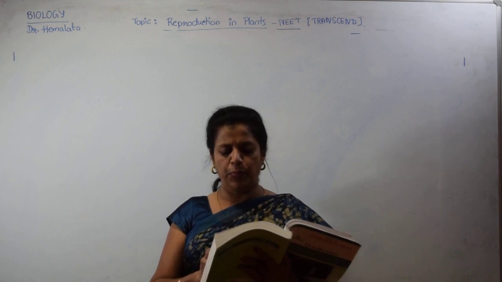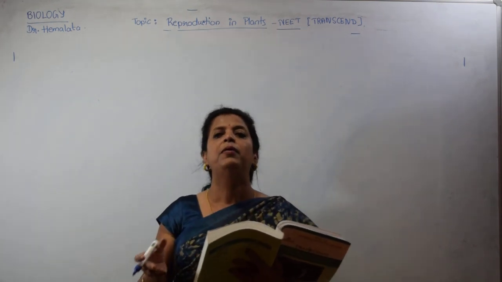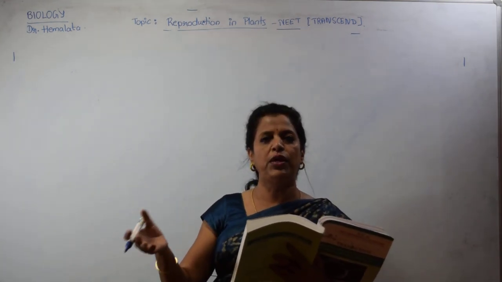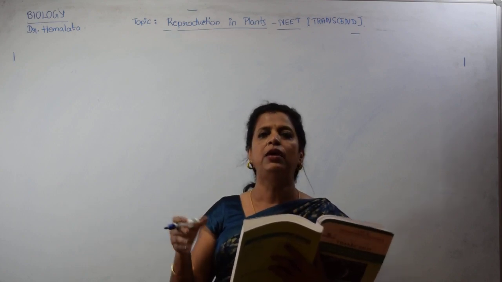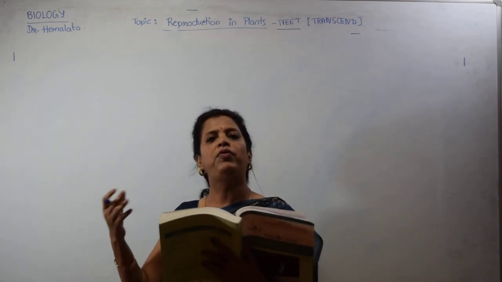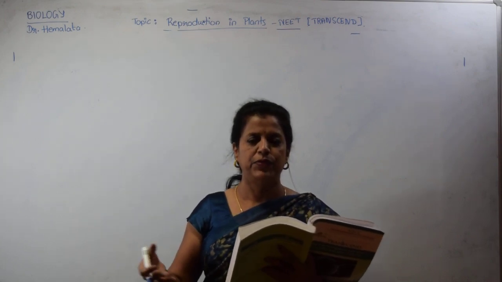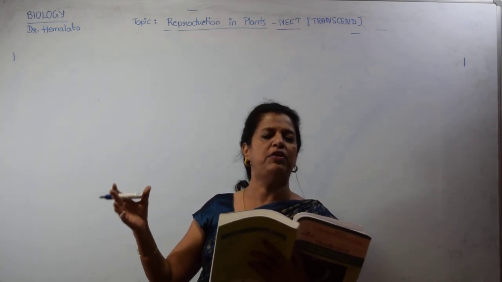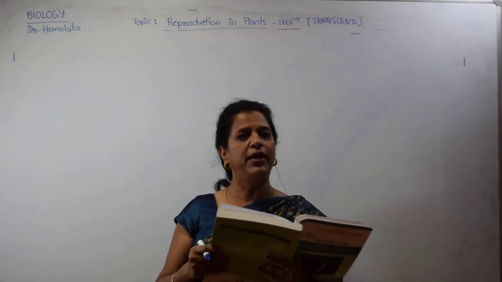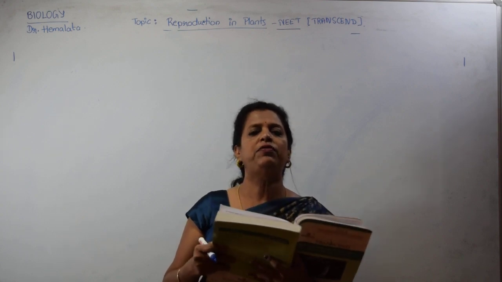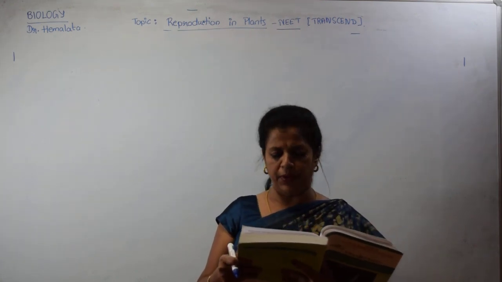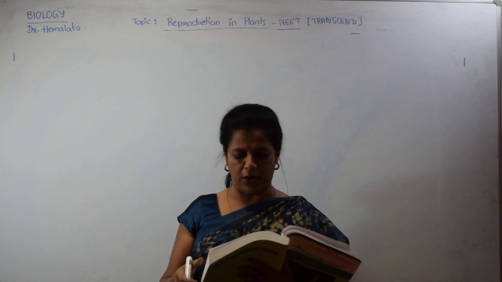Second one says polycarpic. Poly is many. Many times it will flower and fruit. It is a polycarpic plant. Means in a year many times it will go through flowering, fruiting and all. In almost every season they will be producing flowers and fruits. They are called polycarpic plants. Right? Most of our plants are polycarpic in nature, including your mango and all.